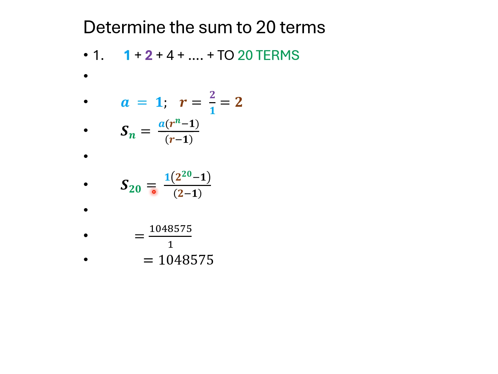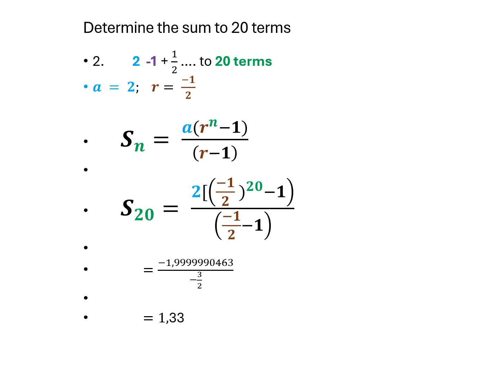Alright, now if we go to the next problem, determine the sum to 20 terms given the geometric sequence 2 minus 1 plus half all the way to 20 terms. a equal to 2, r equal to minus 1 divided by 2, which gives me negative half.